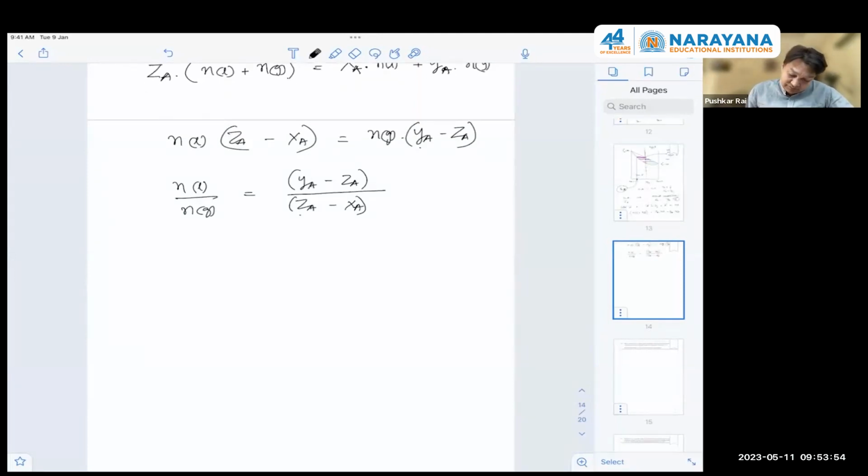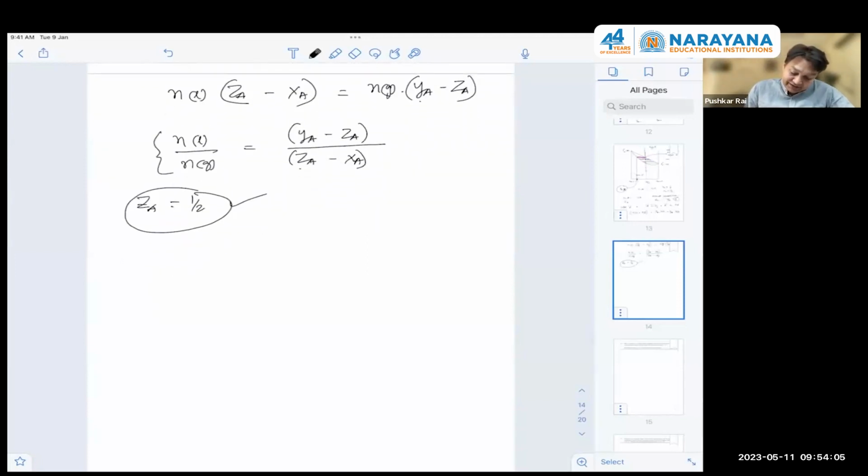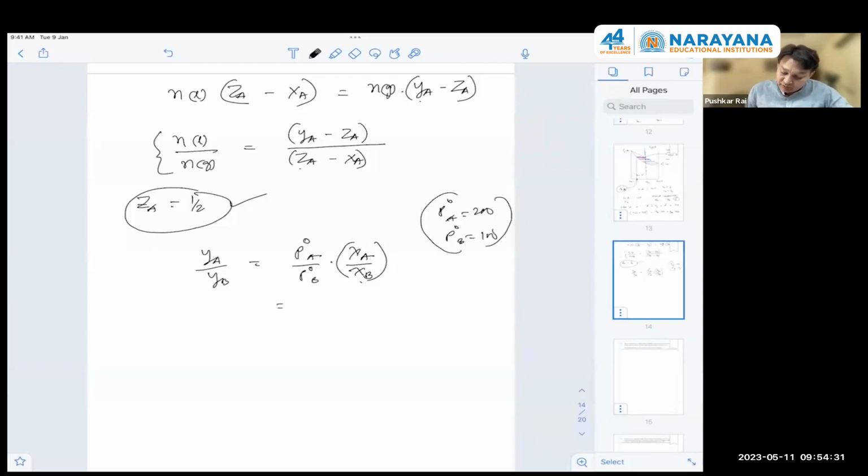So now, this ZA here is equal to half. That is not going to change. This N liquid and N gas is going to change. Another thing is, YA upon YB should be equal to P naught A upon P naught B into XA upon XB. In this particular case, P naught A and P naught B in most of the cases are given. Suppose P naught A is equal to 200, P naught B is equal to 100. So this quantity becomes 2 XA upon XB.